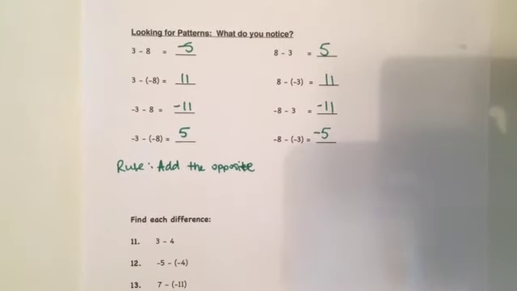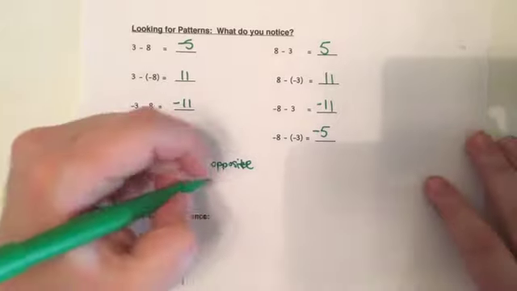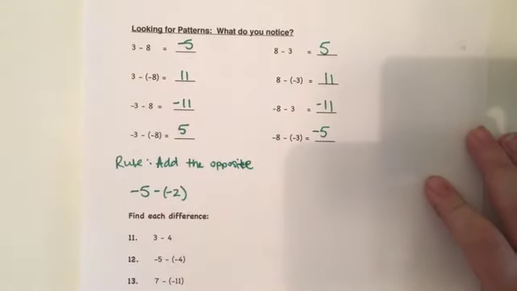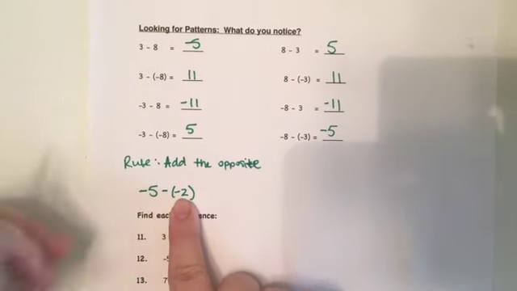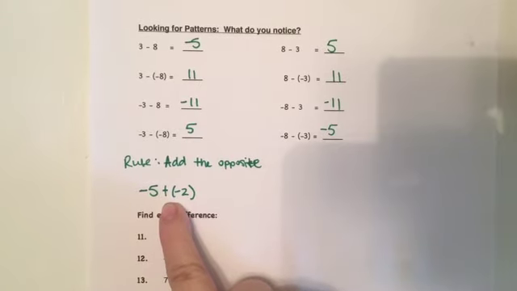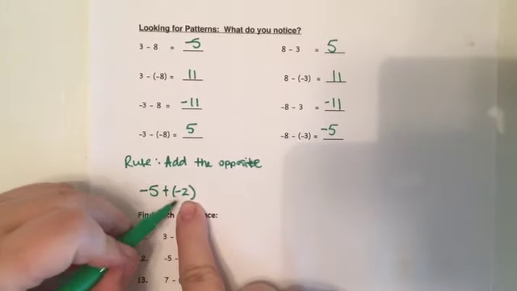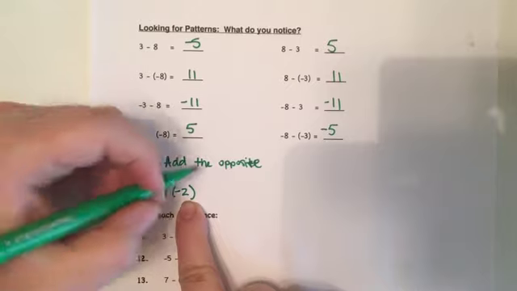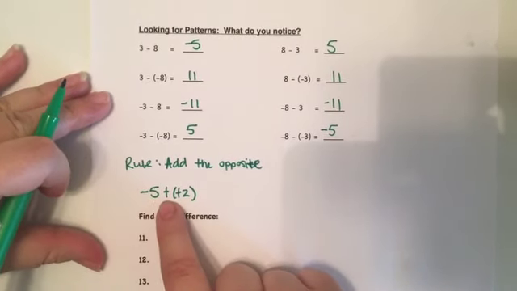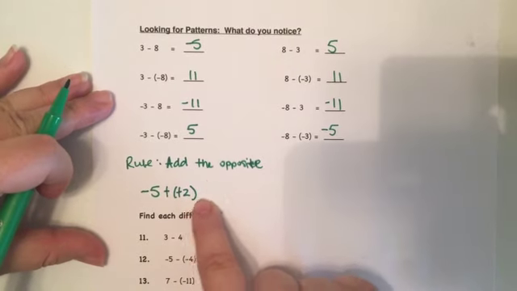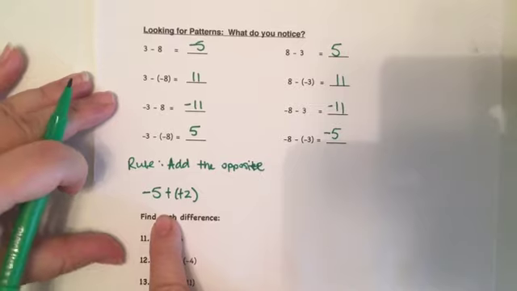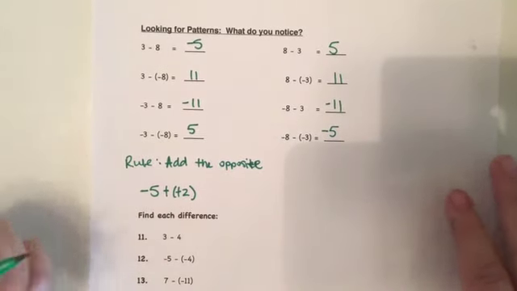For example, if we had the example of -5 minus -2, instead of subtracting a negative, we could add the opposite. So we could change the subtraction to addition, and then what is the opposite of -2 on our number line? Well, it would be +2. So now we've just got -5 plus +2, and now you can just follow your addition rules that we went over yesterday.